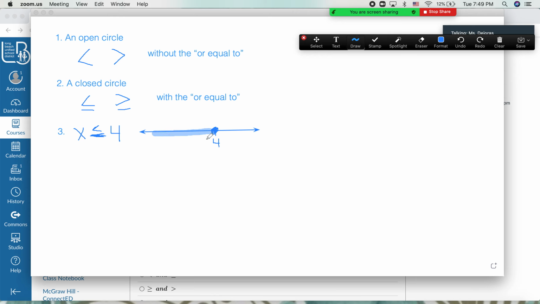Now I can't leave my graph like this. I do need to remember to add this arrow, because that will indicate that we are shading on forever and ever, so that we can shade all of the numbers less than or equal to 4. So remember, when we are graphing, we are going to use a closed circle and we are going to shade to the left.